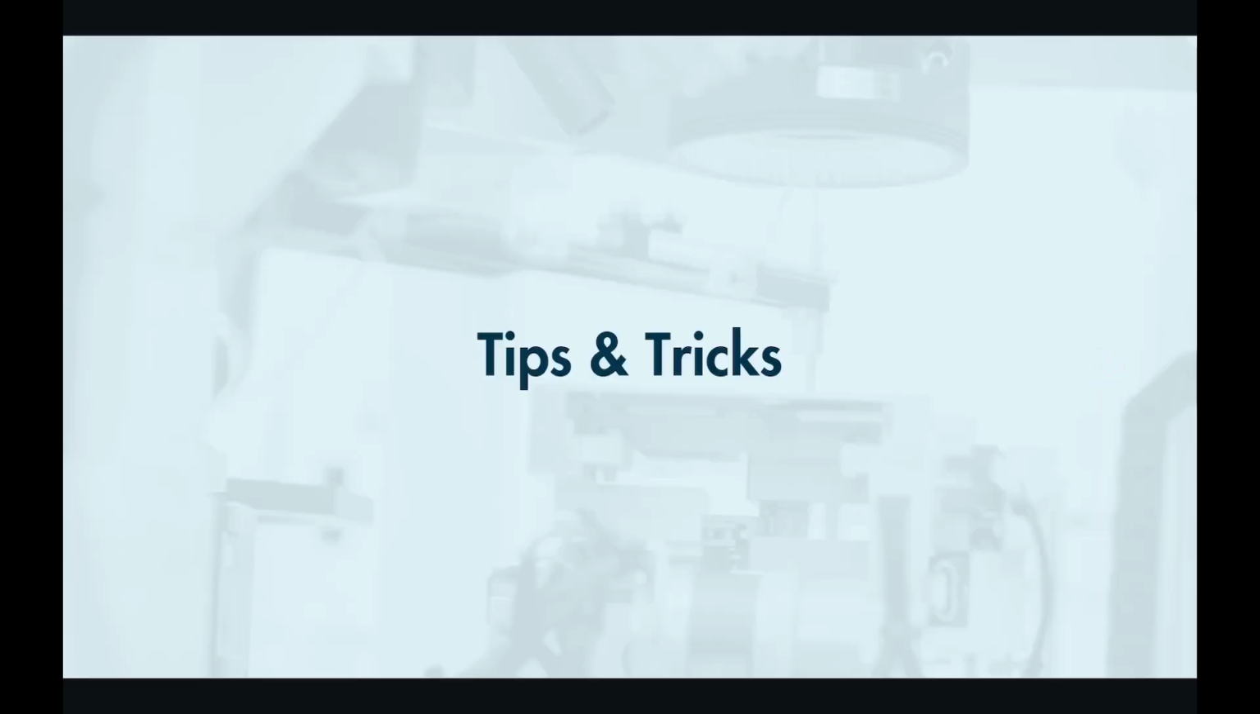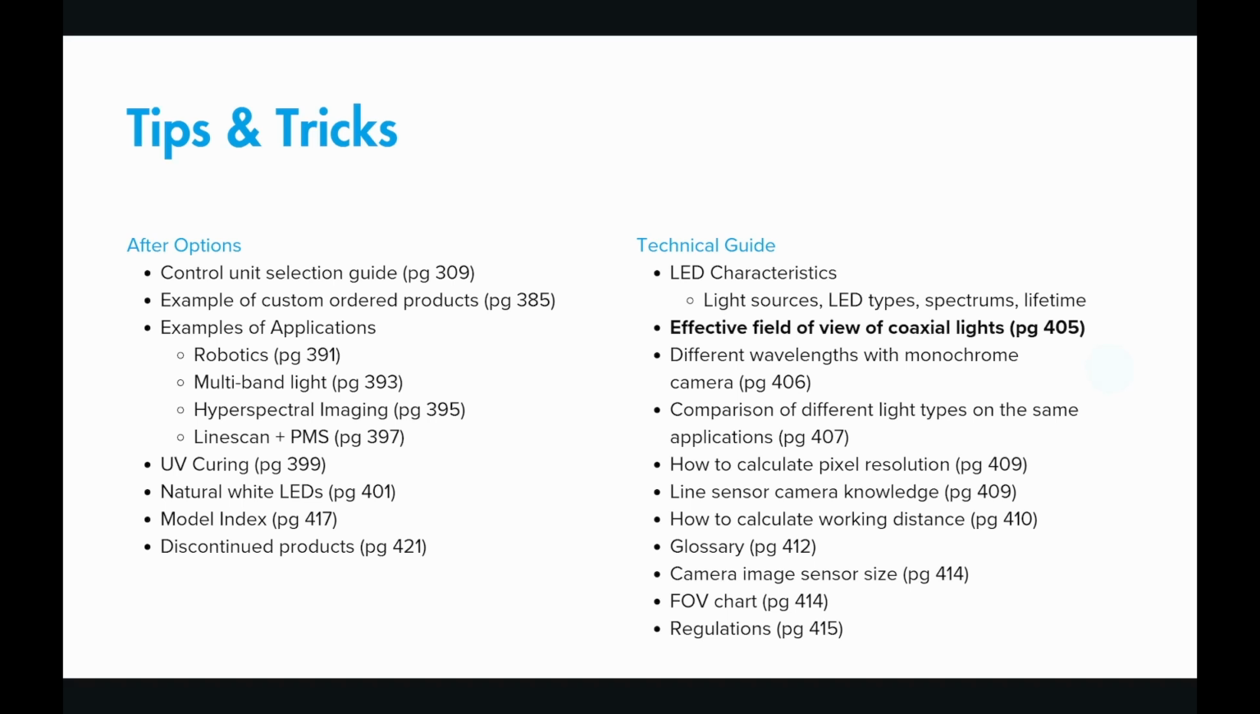So next is going to be tips and tricks in the catalog. After the option section, there's going to be the control unit selection guide, examples of custom ordered products, examples of applications, different types of applications, some information on UV keying, natural white LEDs for high color rendering index. There's the index, the model index, and discontinued products. And then we get into the technical guide.